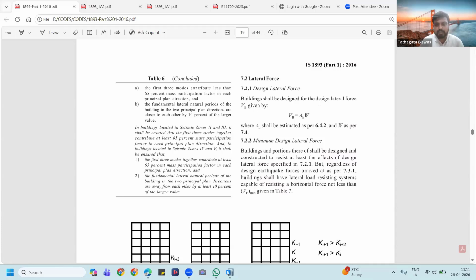Okay. So I am explaining this particular area first because many times I have seen many students and trainees get a little confused about what exactly is called the equivalent static method of earthquake analysis. Okay.